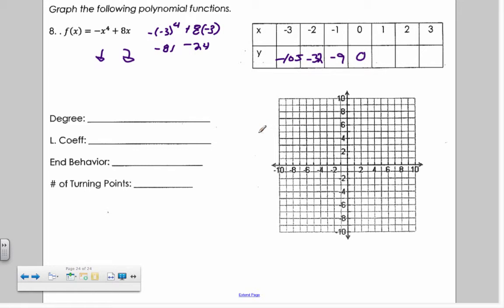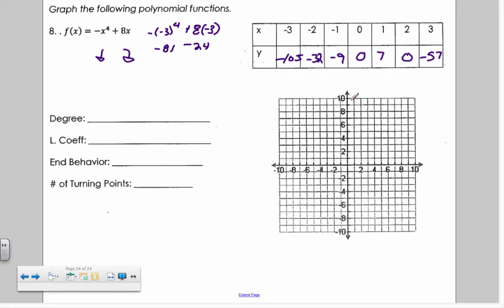Plug in 1. 1 to the 4th power is still 1, but that's a -1. And then you add 8, which gives you a positive 7. For 2, 2 to the 4th power is 16, -16. Then I'm adding 16, so I get 0 again. And then for 3, 3 to the 4th power is 81. I get a -81, but I'm adding 24. So I get a -57.